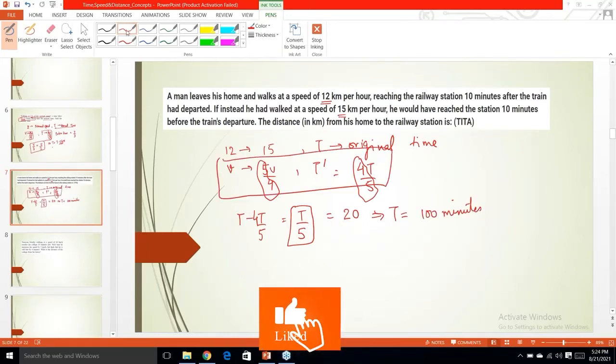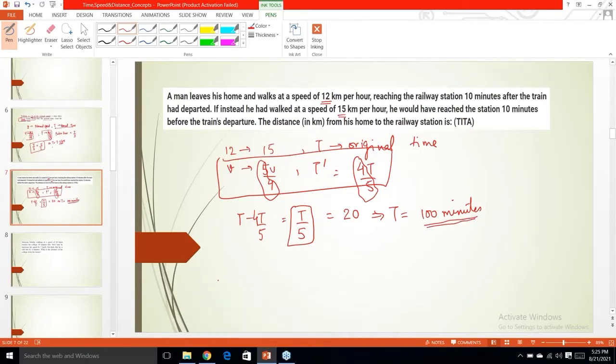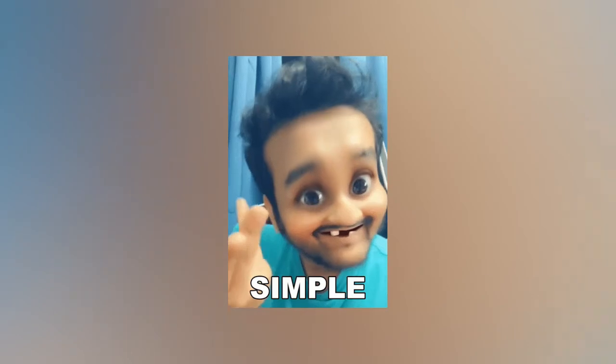Okay. Anyway, so now the original time is 100 minutes, but what was the original speed? The original speed was 12. What is the distance? Distance is speed into time. So 12 kilometers per hour, but this is 100 minutes, so you need to convert 100 minutes into hours. 100 minutes into hours is 100 by 60, which is nothing but 5 by 3. So you get your answer as 20 kilometers.